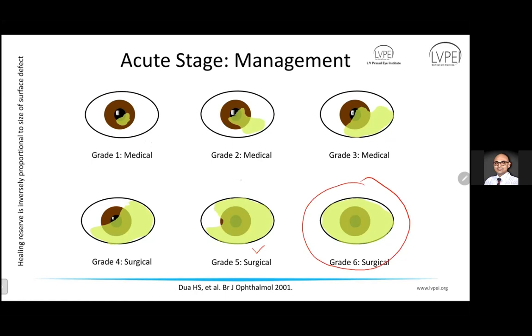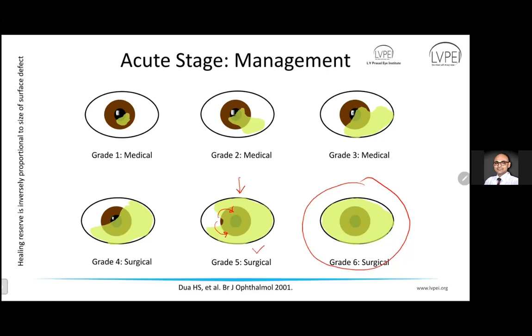So till grade 5, you have some hope of the ocular surface reepithelizing from the limbus that is remaining or still intact, even if it is a very small amount, just 1 clock hour or even half clock hour or 1.5 clock hours. So what this slide tells you is that the healing reserve is inversely proportional to the size of the surface defect. So the larger the defect on the surface, the lesser is the reserve. So you have lesser intact cells to compensate for the damage that has already occurred on the surface.